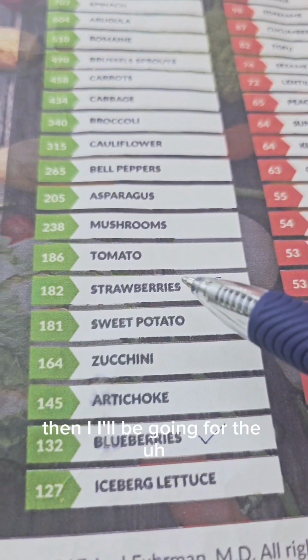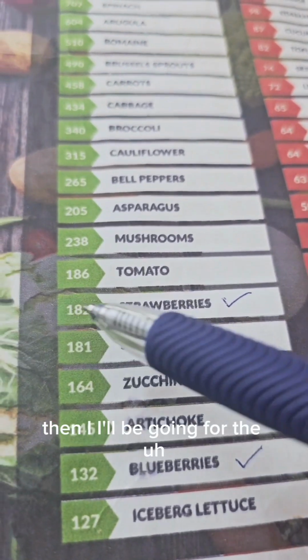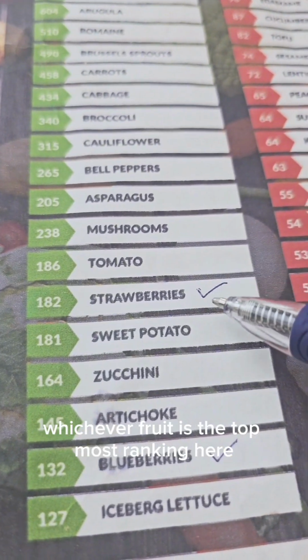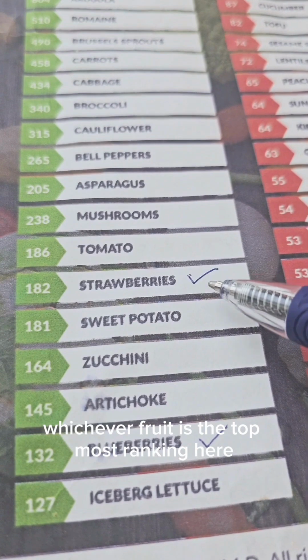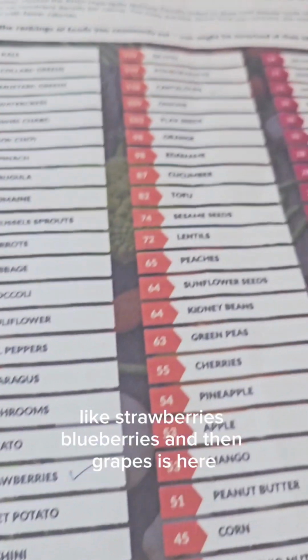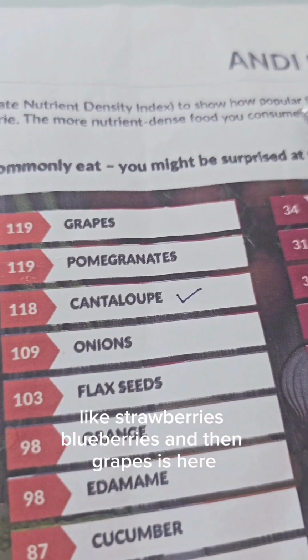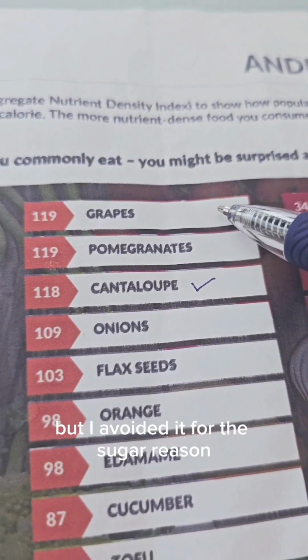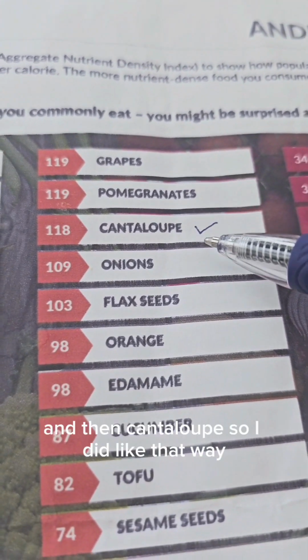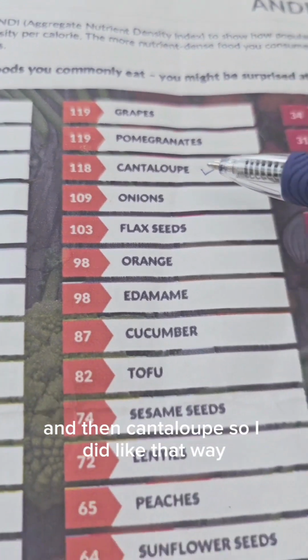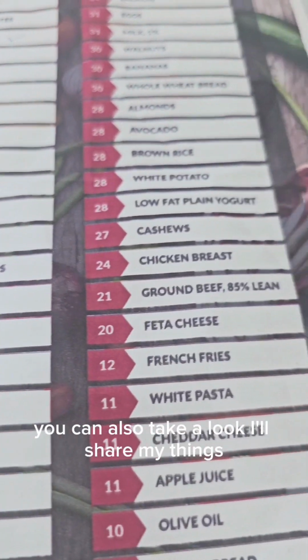then I'll be going for whichever fruit is the topmost ranking here, like strawberries, blueberries, and then grapes are here, but I avoided them for the sugar reason, and then cantaloupe. So I did it that way. You can also take a look.